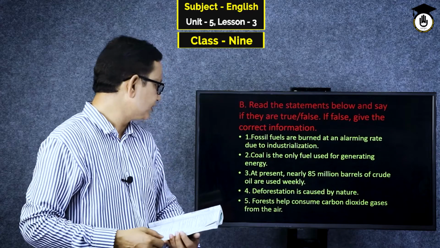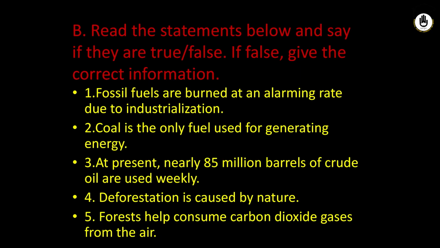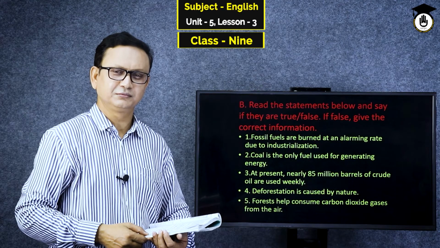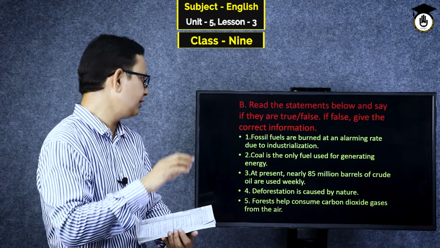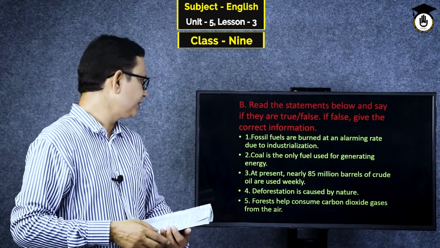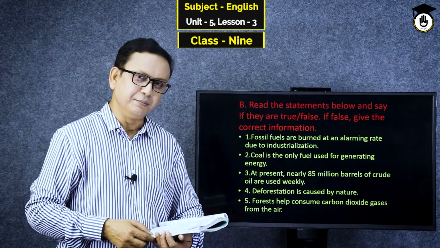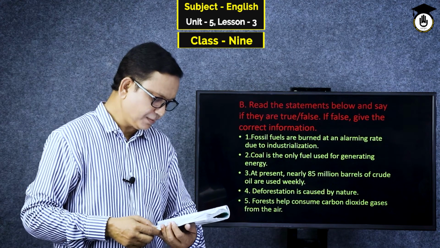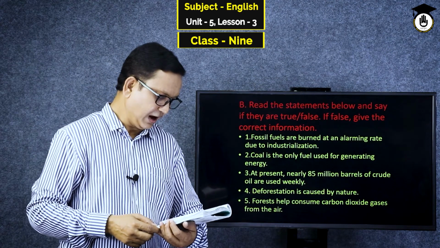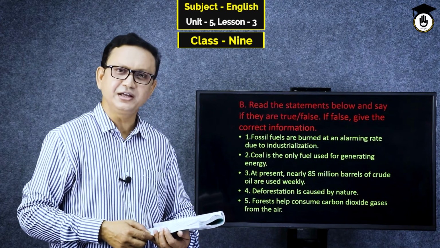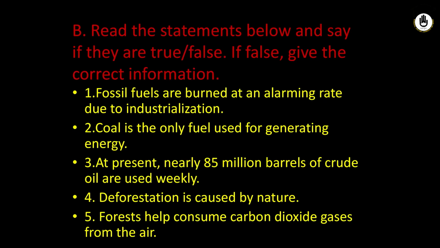Then the second sentence comes: coal is the only fuel used for generating energy. Do you think that it is right? Do you think that there is no other fuel used for generating energy? Yes, it is false. And the correct statement will be, besides coal, petroleum and natural gas are used for generating energy.